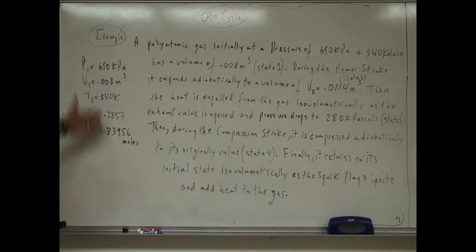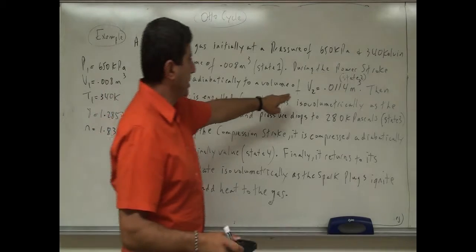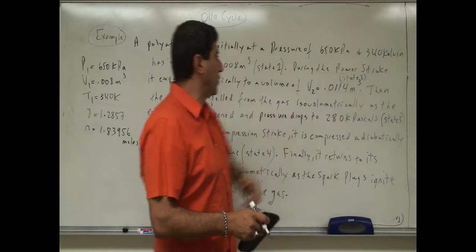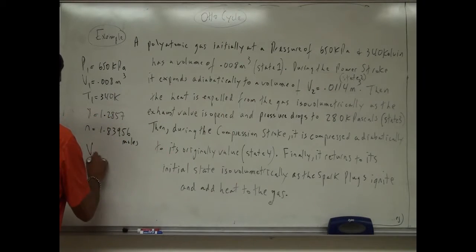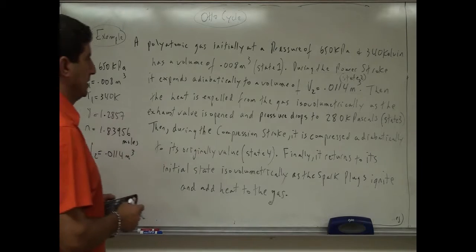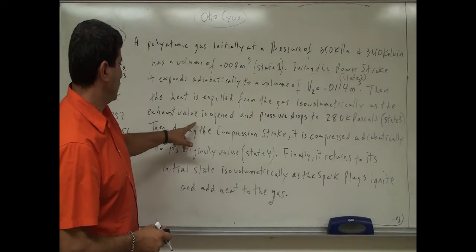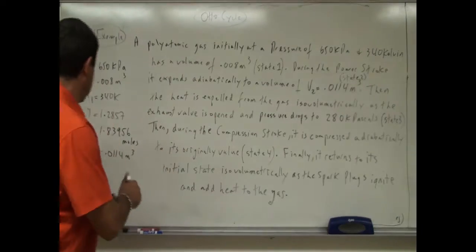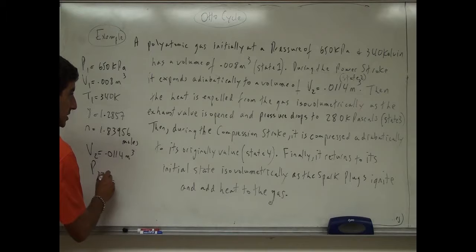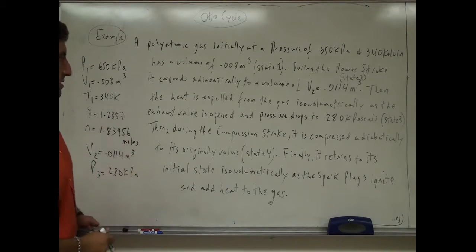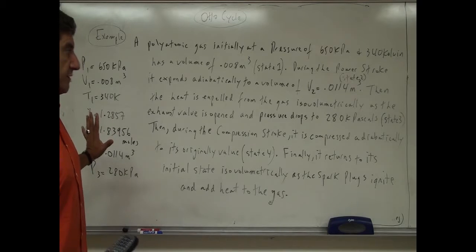Okay, so since we're using the same gas, everything initially is the same. So let's write down also the other given pieces of information here. V2 is 0.0114 cubic meters, that's given. And then here the pressure of the third state, P3, is given: 280 kilopascals. And what else is given? Well, that's it. Not much other information.